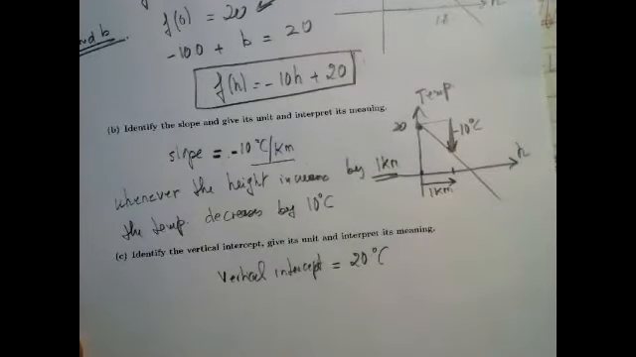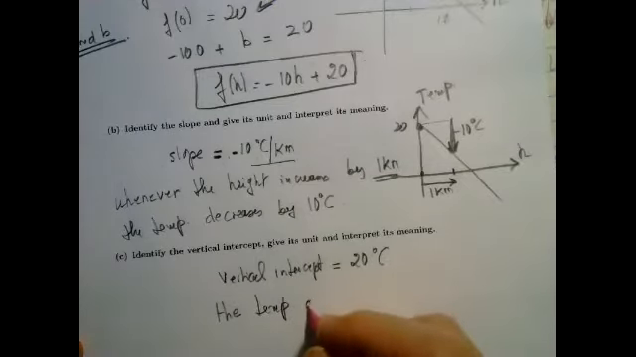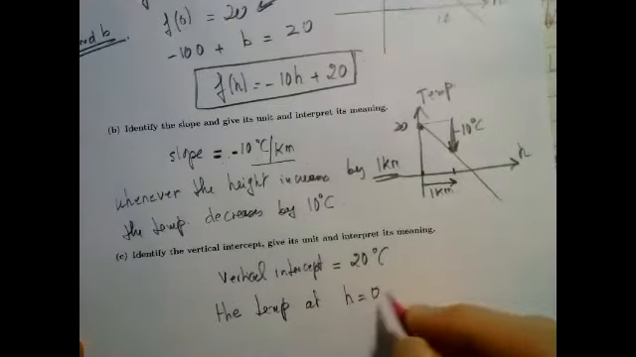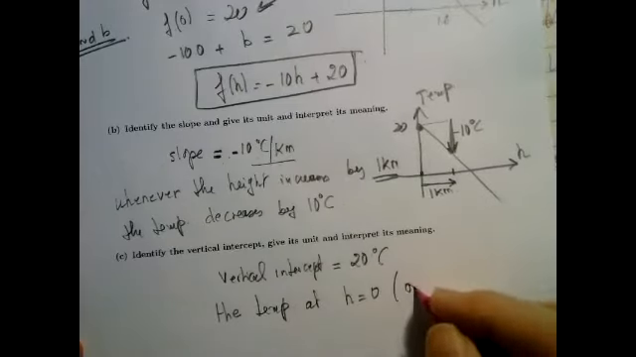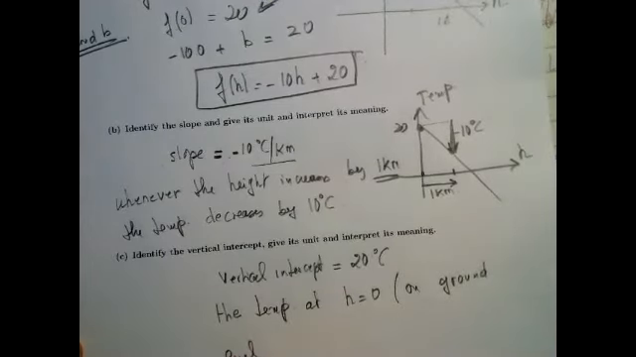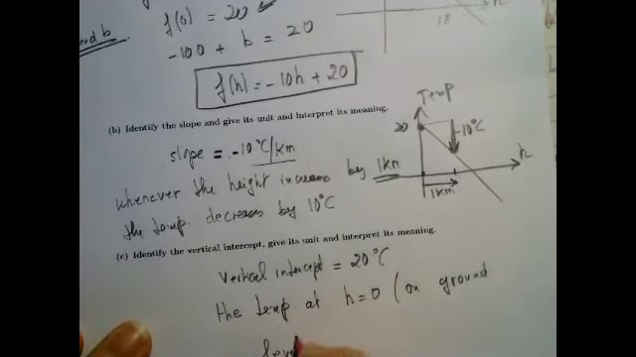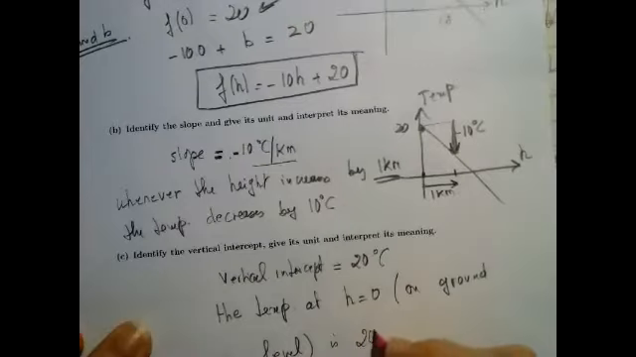What does it mean? That at 0 kilometers of height, it's 20 degrees Celsius. No, you don't mean height. The temperature, you mean? Yeah. The initial temperature is 20 degrees. Right, initial temperature is 20 degrees, or the temperature at h equal to 0, which means in my problem on the ground level. Why does it mean ground level? Because the height is at a flat 0.